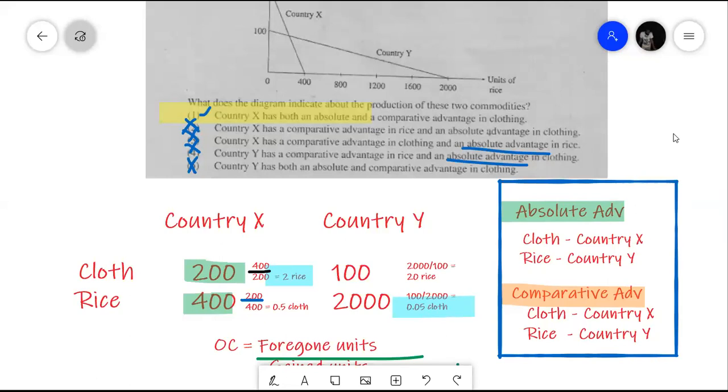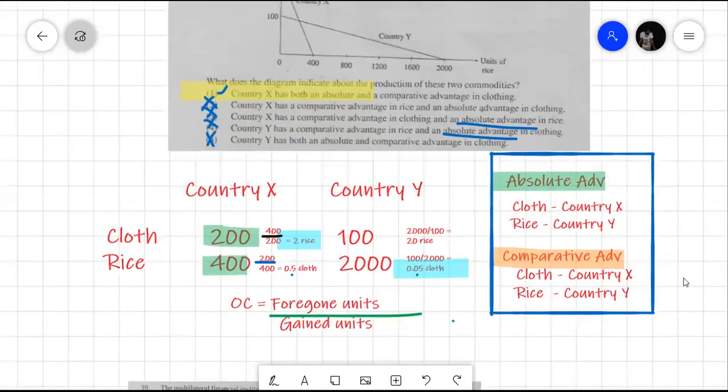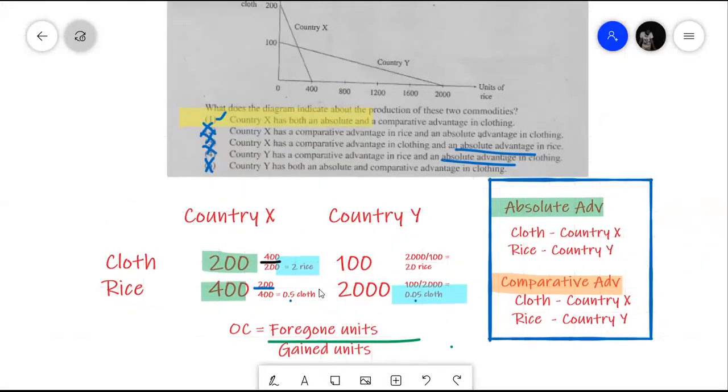Both had 0.05, not 0.05, at 0.5 and 0.05. So this is not the same. I'm hoping you know your decimals. 0.5 and 0.05 does not mean the same thing. If you get that wrong, then that's fine. But if you think that both of these are the same, then there is a problem.